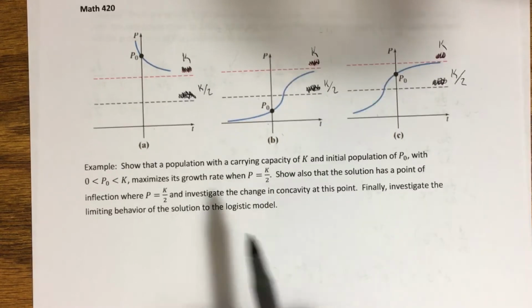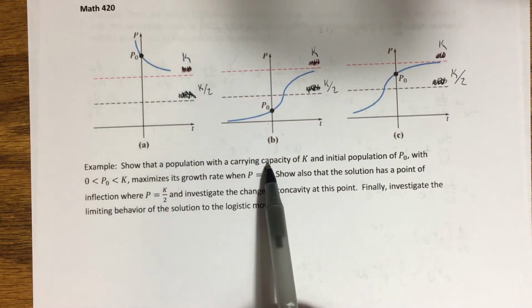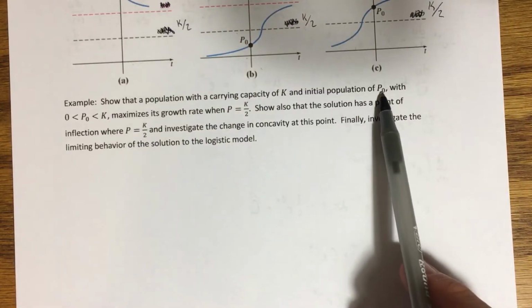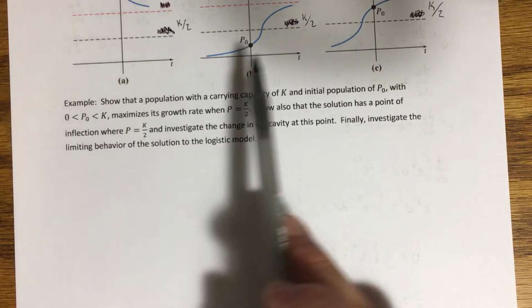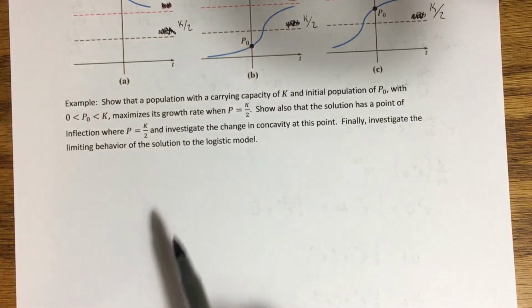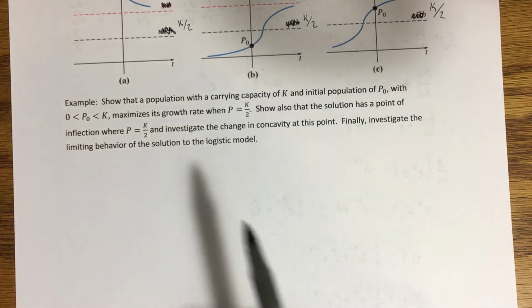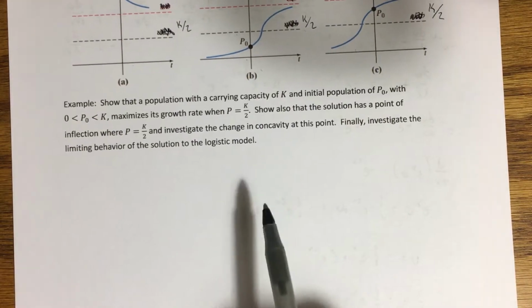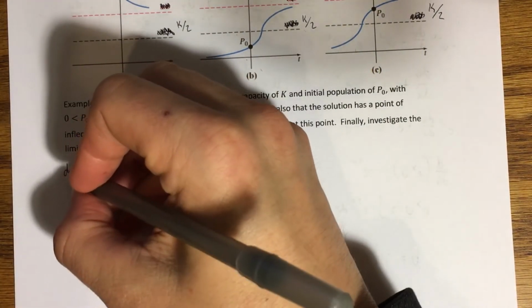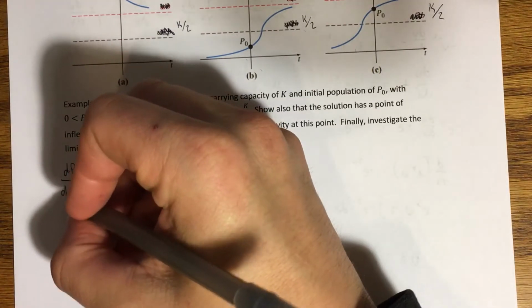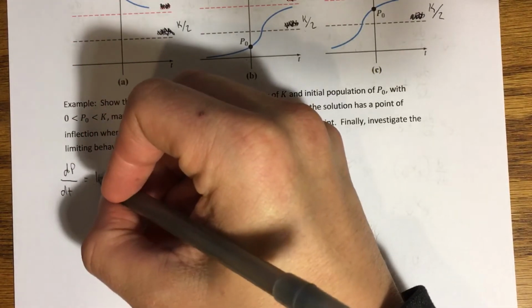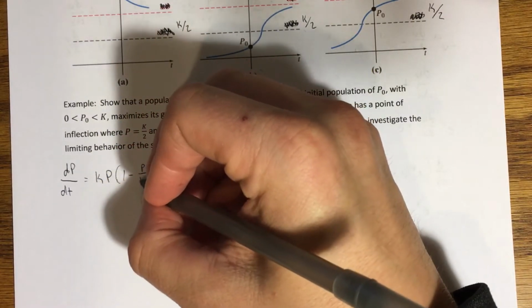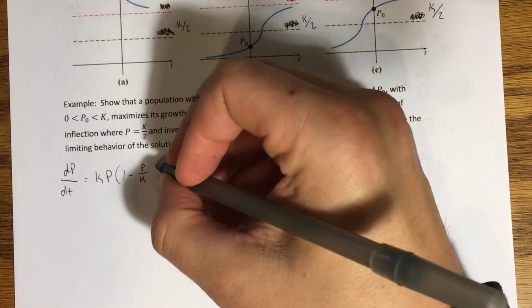Okay, so once again, suppose we're working with a population that has a carrying capacity of K, an initial population size of P naught that's between 0 and K, meaning we're looking at one of these two cases. I would like to show that this model maximizes its growth rate when P is equal to K over 2. And then I have some other stuff I want to show too, but let's start with that. So let's first remind ourselves of what our logistic model actually looked like. It's little k P times 1 minus P over the constant K, capital K, that's lowercase k.